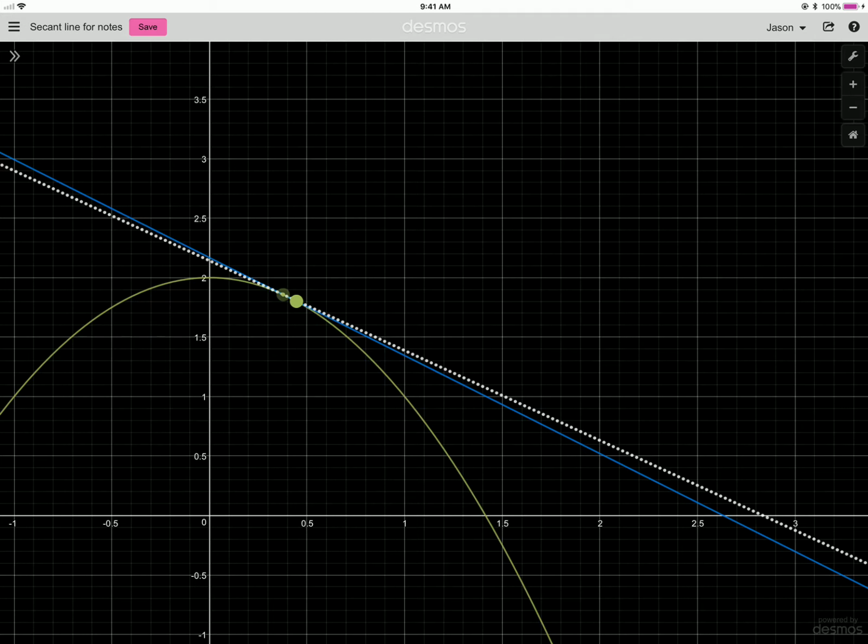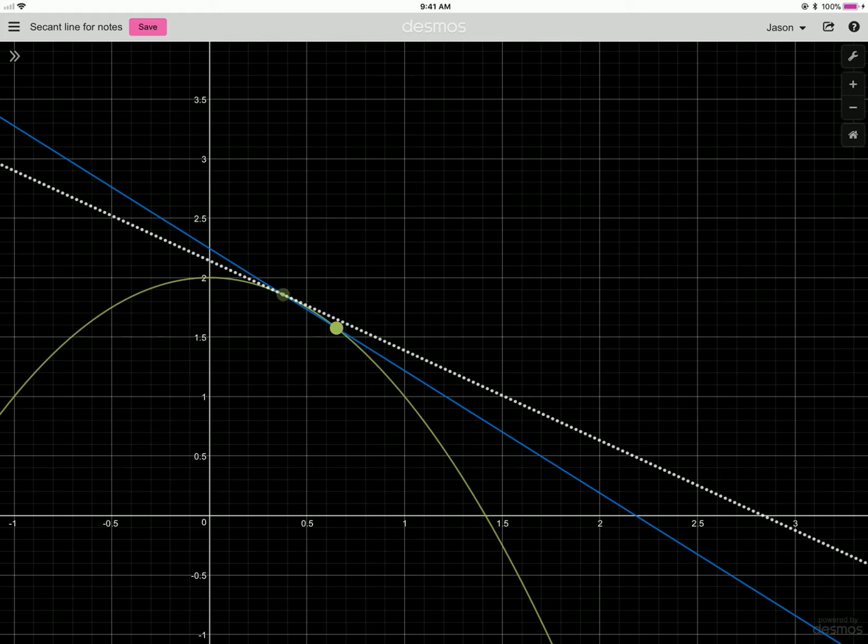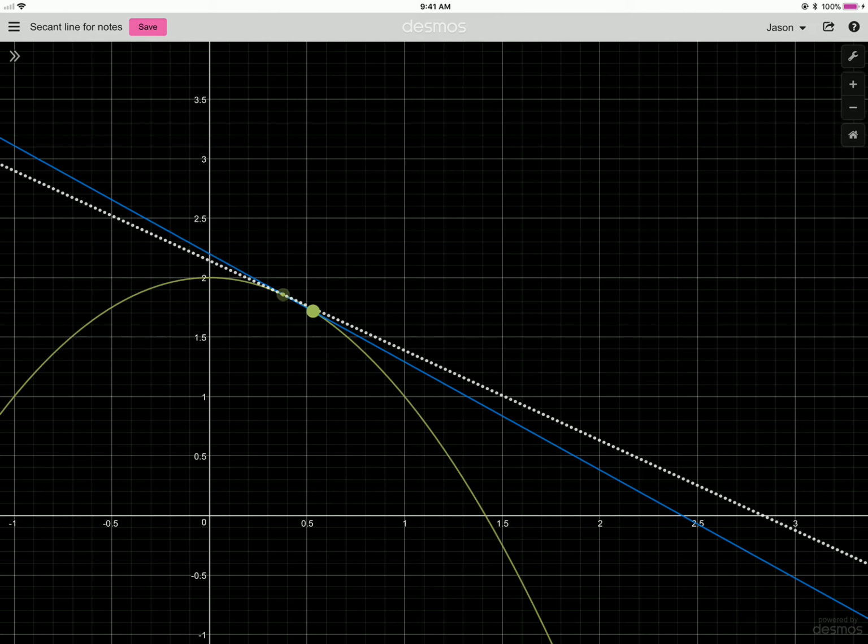What's happening to h is it's getting smaller and smaller as I move it in, because h is the difference between the x coordinates of these. So the x's are getting closer and closer together. You can see the slope of the secant line is becoming a better and better approximation. So what we're going to do is a limit.